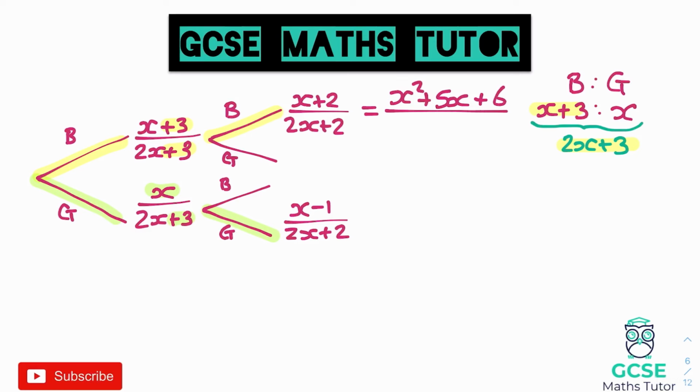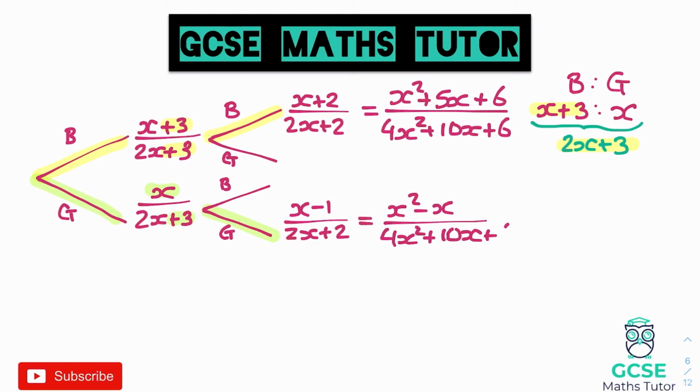And on the denominator there, we've got 2x plus 3 times 2x plus 2, so that's going to be 4x squared. Then we've got plus 4x and 6x, so that makes plus 10x. And then 2 times 3 makes 6, so plus 6. And there's our fraction for that probability there. We've also got green, green, so again, we've not got a double bracket on the top there, we've got x times x minus 1, which is going to give us x squared minus x, and again, our denominator is going to be the same, so 4x squared plus 10x plus 6.